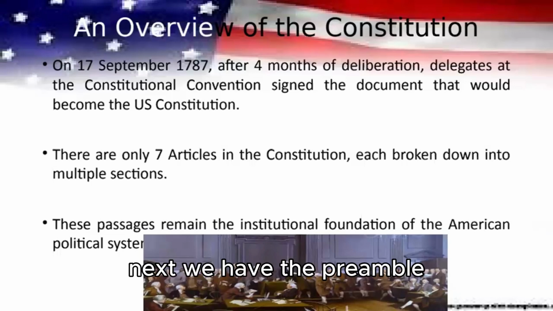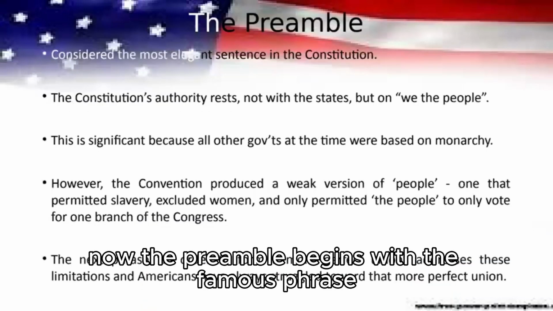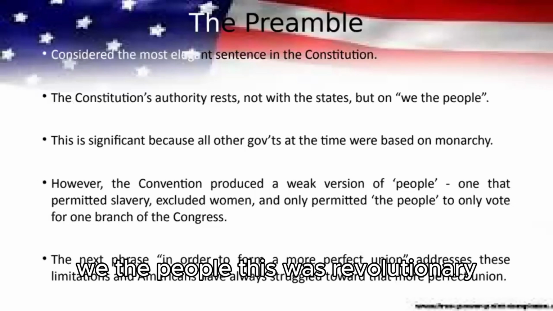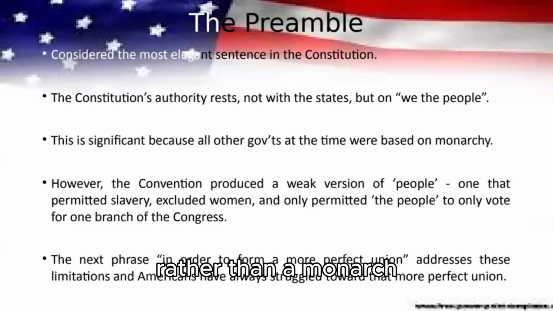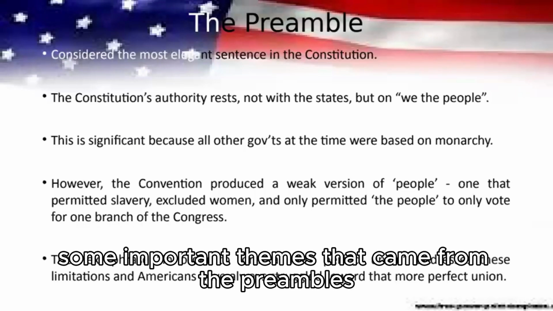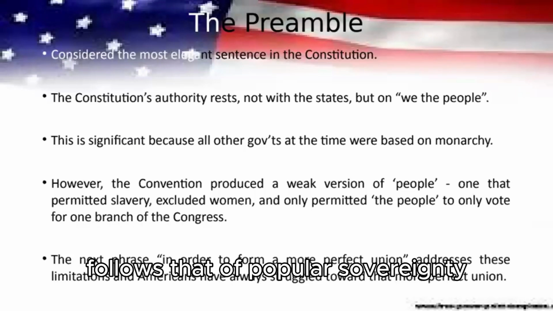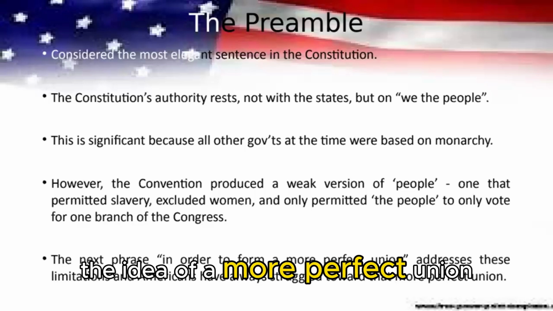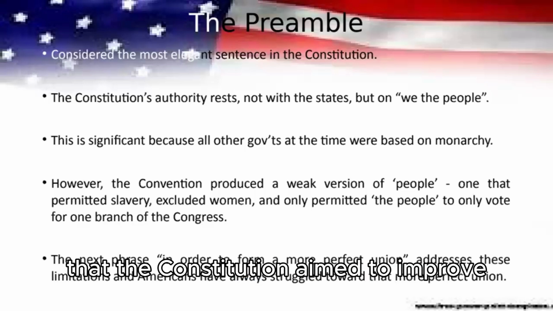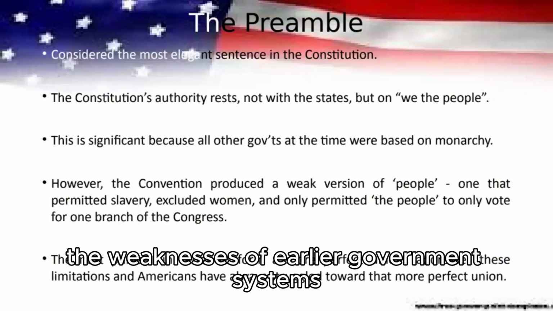Next, we have the preamble. The preamble begins with the famous phrase, "We the people." This was revolutionary because government authority came from the people rather than a monarch. Some important themes that came from the preamble are as follows: popular sovereignty, where government gets its legitimacy from the people, and the idea of a more perfect union, that the Constitution aimed to improve the weaknesses of earlier government systems.